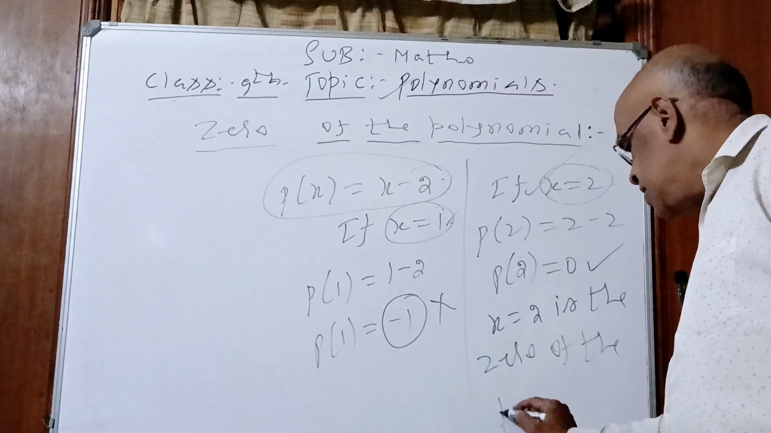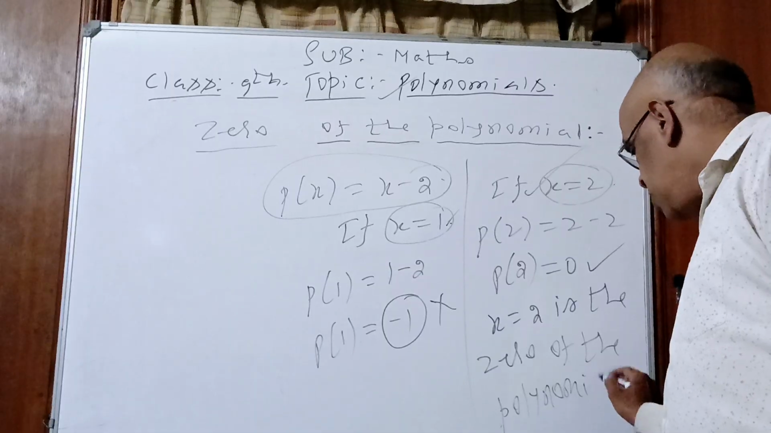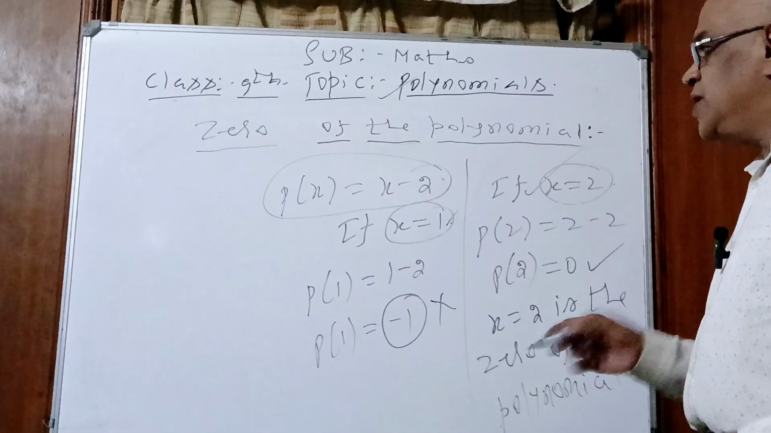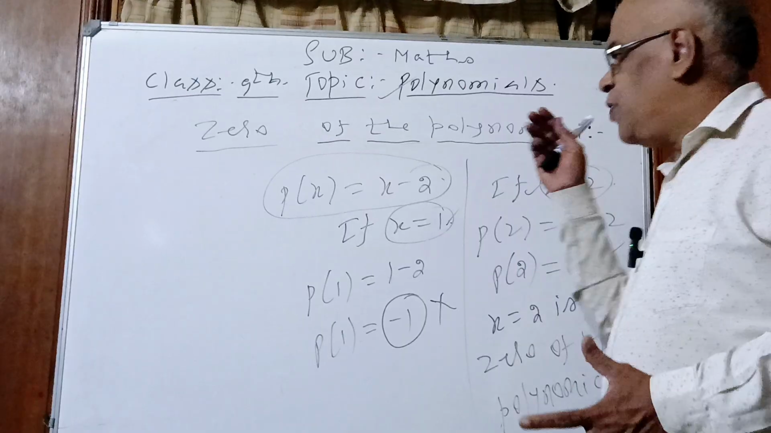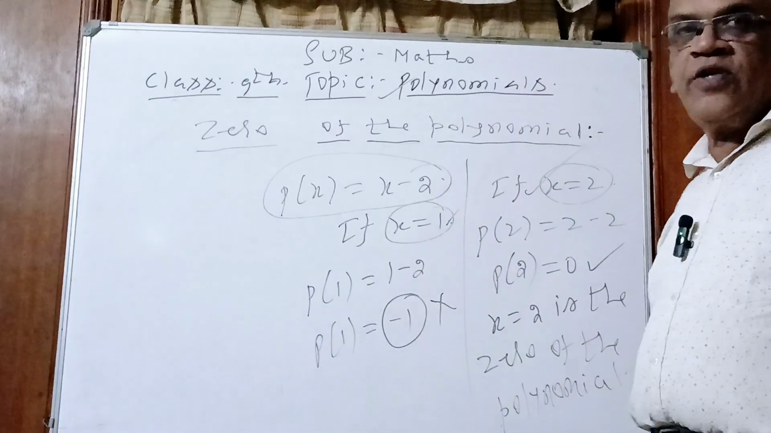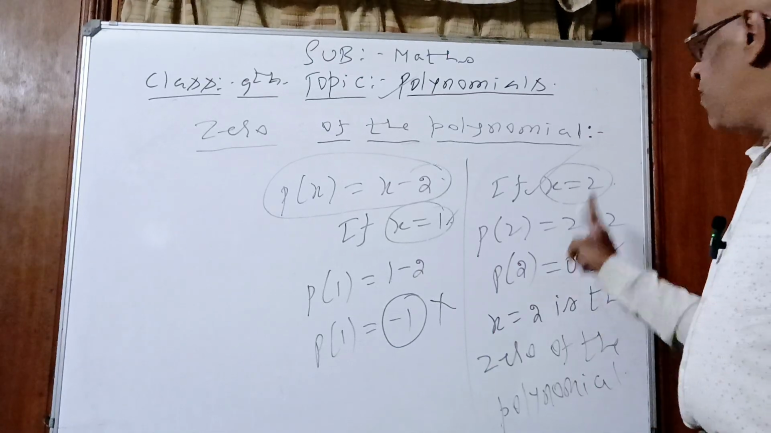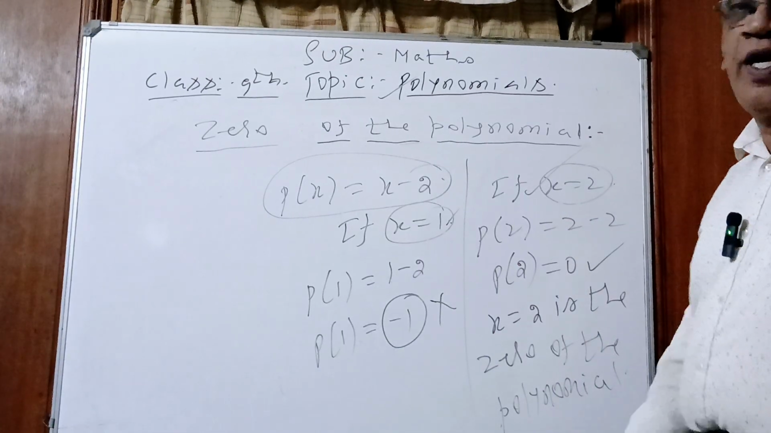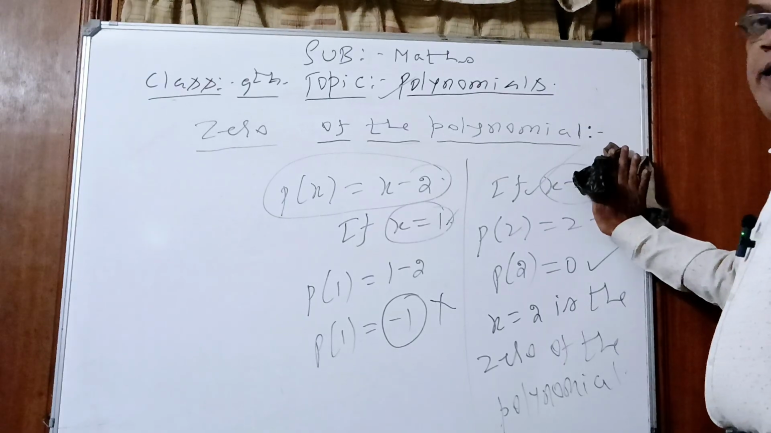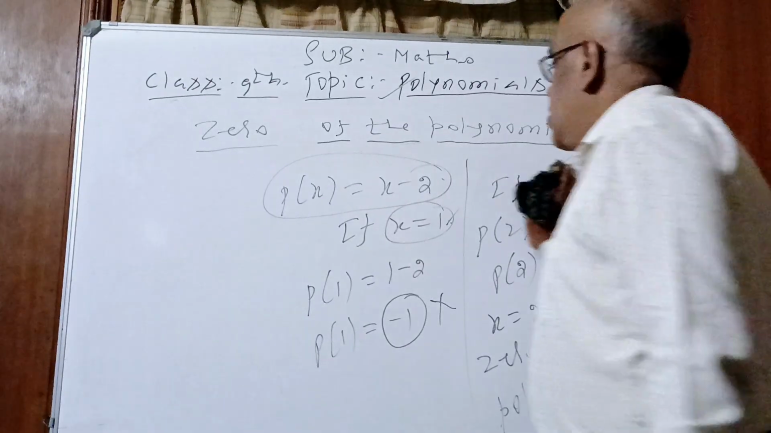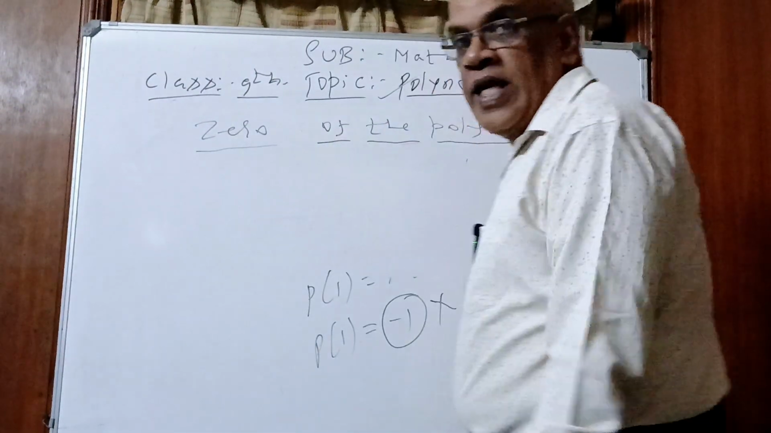Easy question. Yes or no, children? You will get one more question. What is zero of the polynomial? Any value you put for x in the given polynomial, and on substituting that value we should get the answer as 0. Then only the value is called zero of the polynomial. Easy topics. You have to understand the concepts. Okay? We'll go to the next topic.